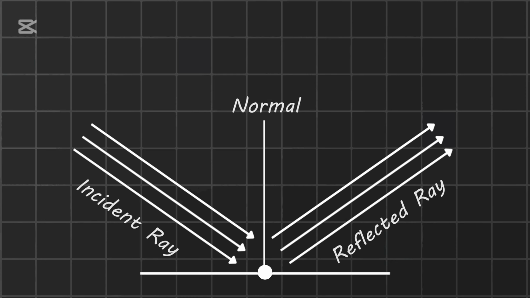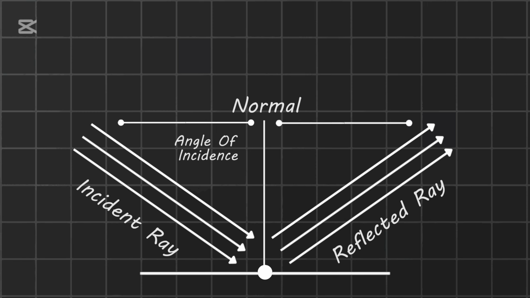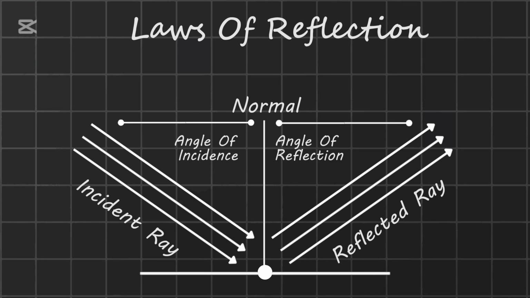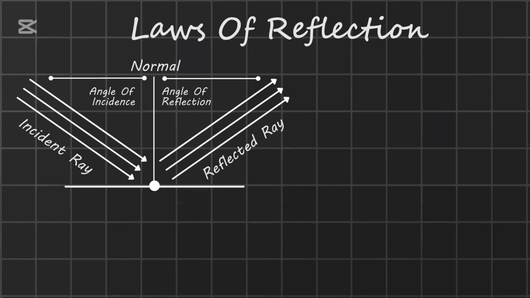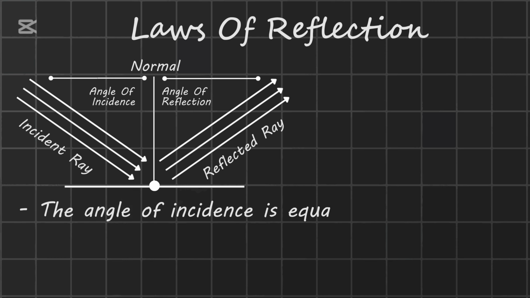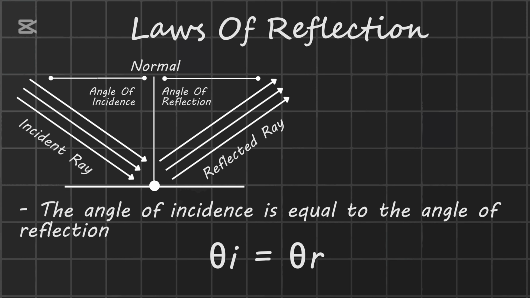The angle formed between the incident ray and the normal is called the angle of incidence, while the angle formed between the reflected ray and the normal is called the angle of reflection. Each individual ray obeys the following laws of reflection. The first law states that the angle of incidence is equal to the angle of reflection. It is also denoted by this equation.